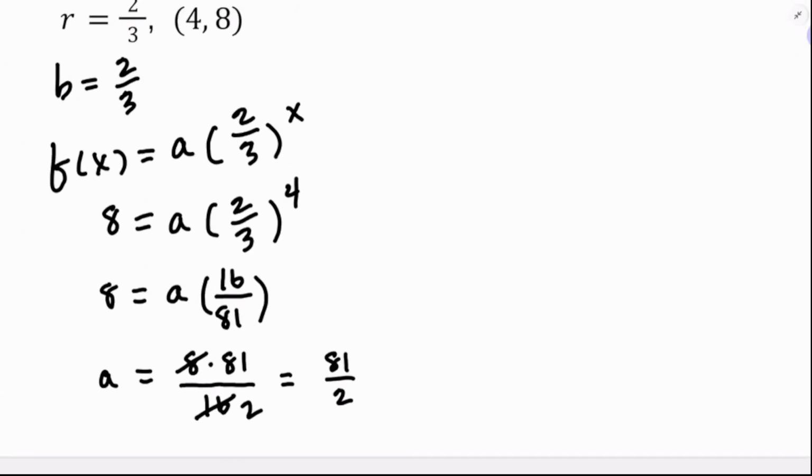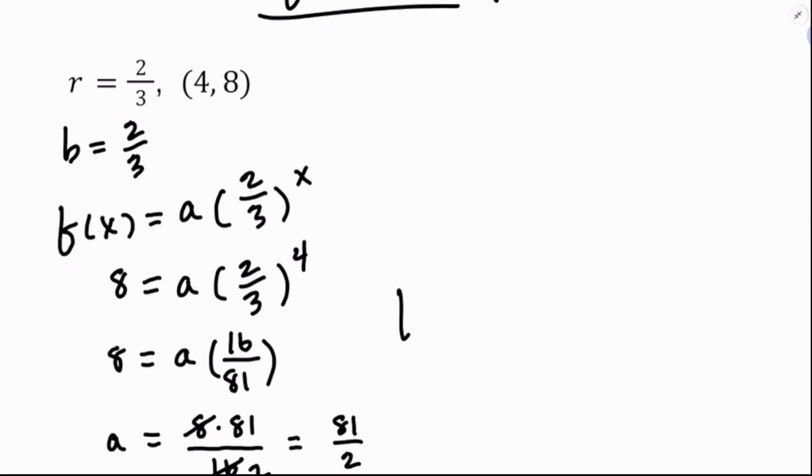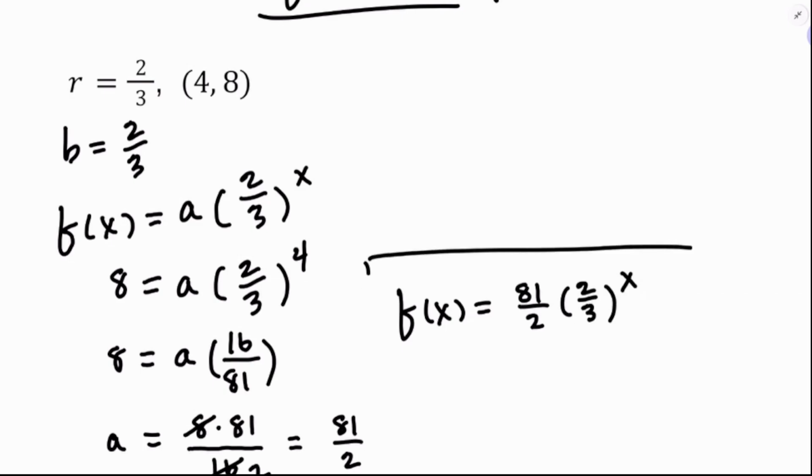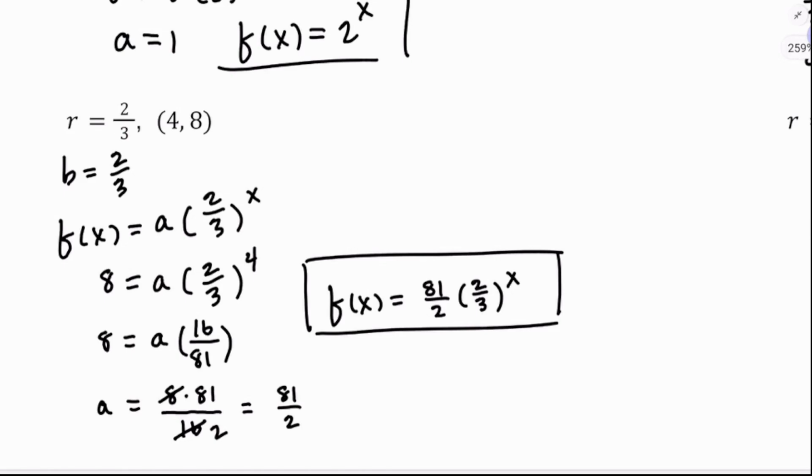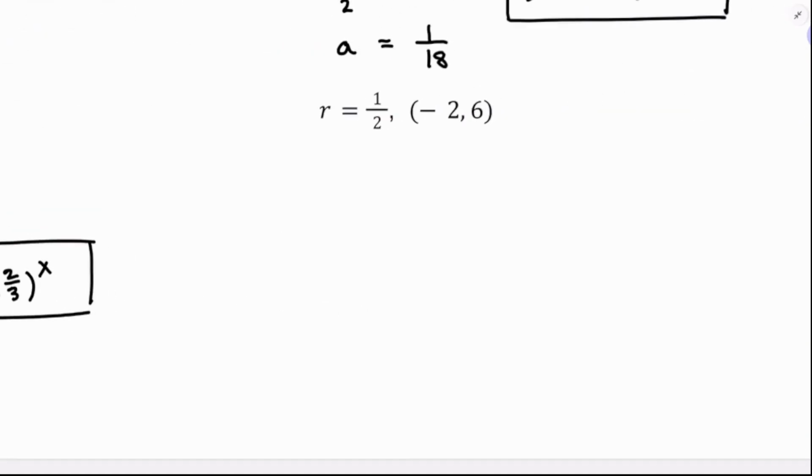Over here, I got a equals 81 halves, so my presented answer should be f of x equals 81 divided by 2 times 2/3 to the x. And the fact that 81, is that right? Yeah, that's right. The fact that that one has a shared factor with the 3, we're going to ignore that for now and investigate what else we can do with that next time.